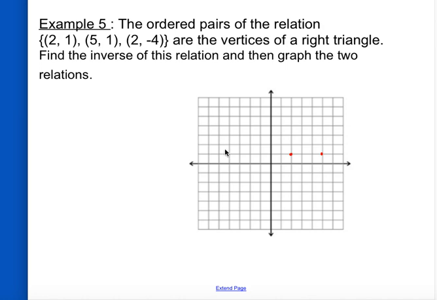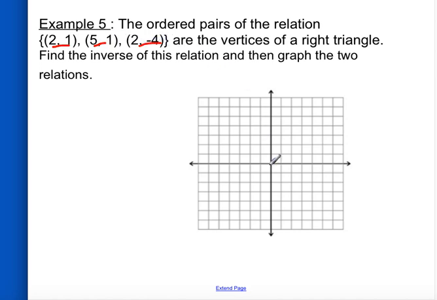So we're going to continue with video 2 on inverses and one-to-one functions. So we've got a graphing problem here. I started to graph it out, but let me just start all over and regraph this. So we've got these ordered pairs up here: (2, 1), (5, 1), (2, -4).